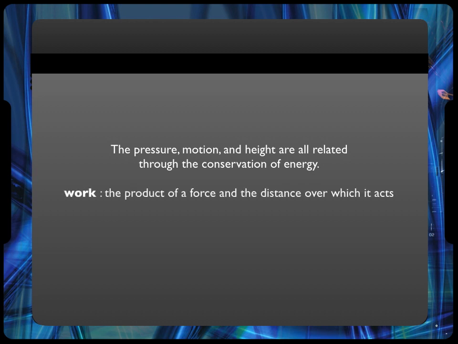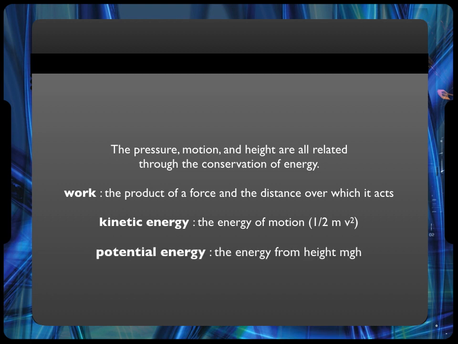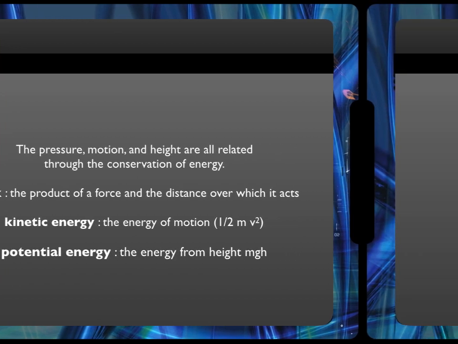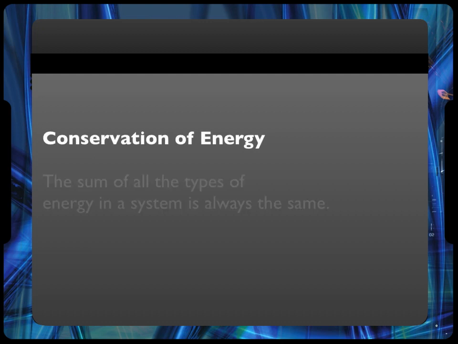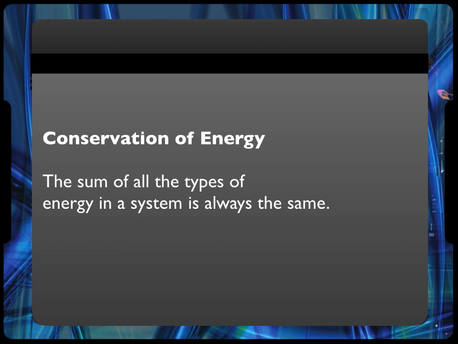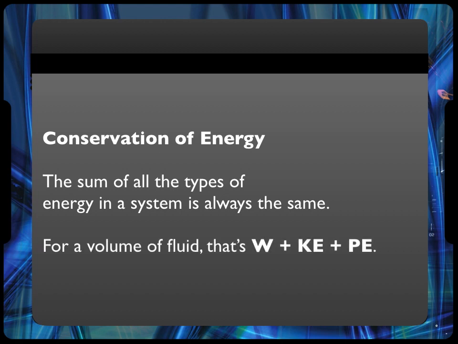We have to remember that work is the product of a force and the distance over which that force acts. Kinetic energy is the energy of motion. That's 1/2 mv squared. And potential energy is the energy that fluid gains in the gravitational field and its interaction with Earth. The higher up the fluid is, the more potential energy there is in the fluid-Earth system. The law of conservation of energy says that the sum of all the types of energy in the system is always the same. So for a volume of fluid, that's the work done plus the kinetic energy plus the potential energy. We should always get the same number for that.